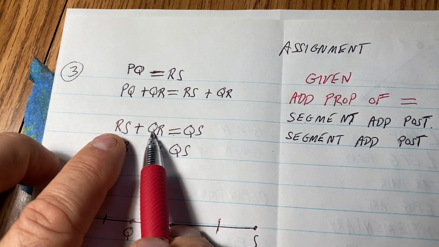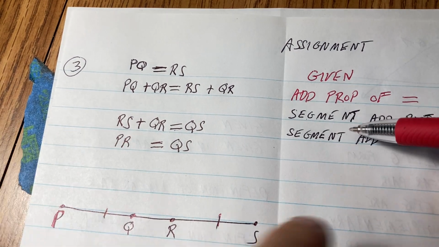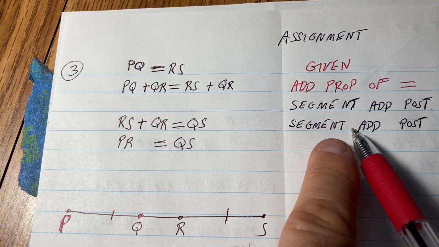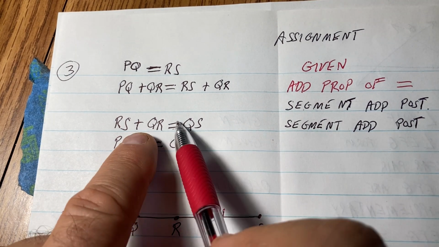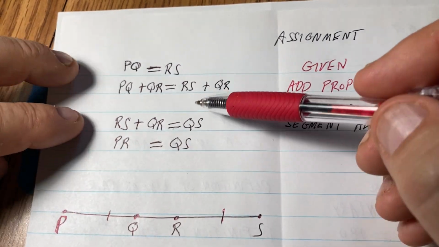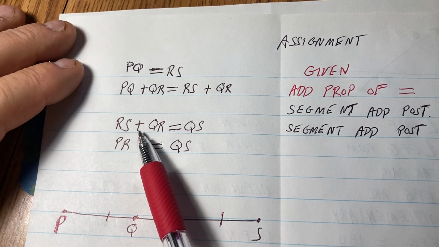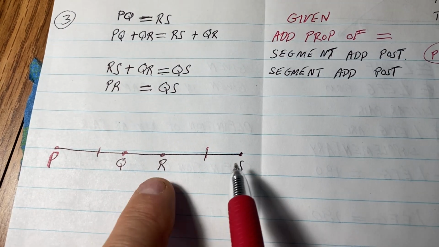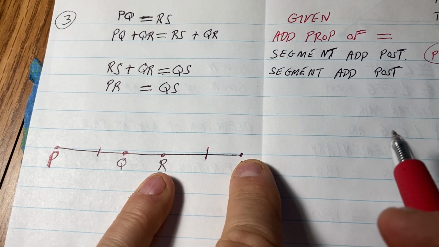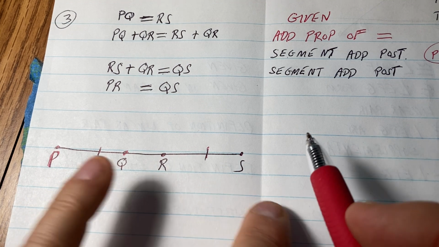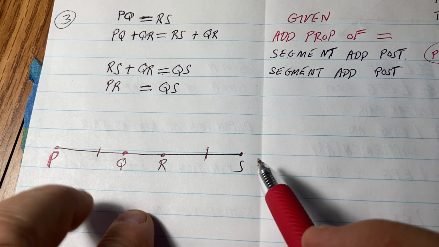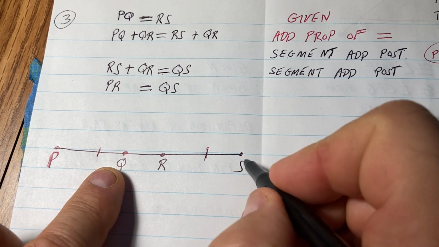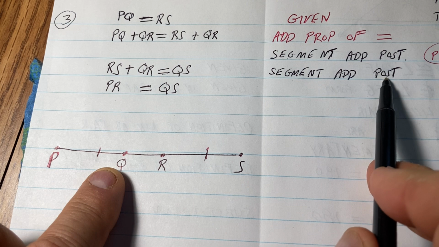Well, in the meantime, I'm going to skip down because I see these two have the same exact reason why. And so that means if these two have the same reason, these two are going to be somewhat similar. RS plus QR equals QS. So from R to S, if you take that distance plus QR, that distance plus QR is going to equal from Q to S. Wait, that's all it says? Yeah, that's the segment addition postulate.